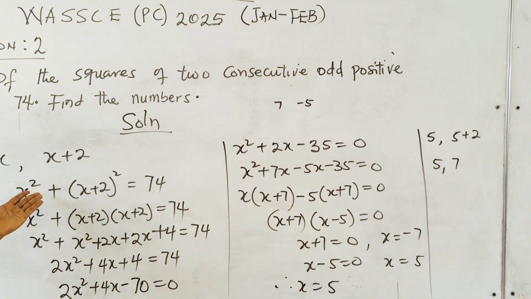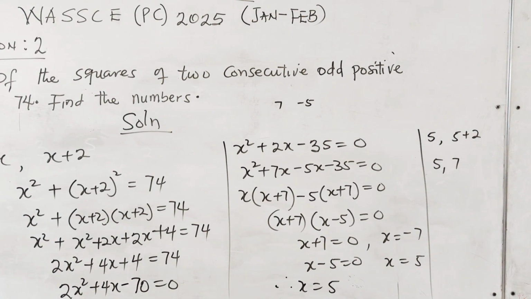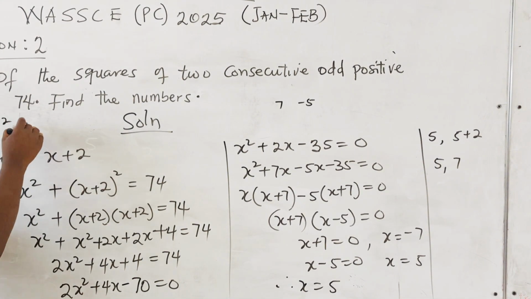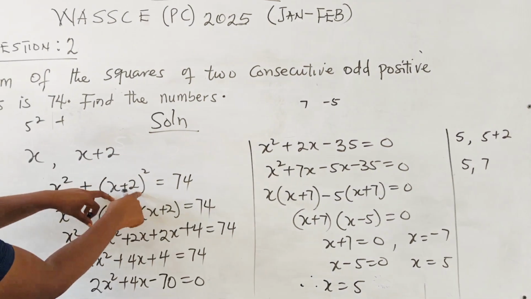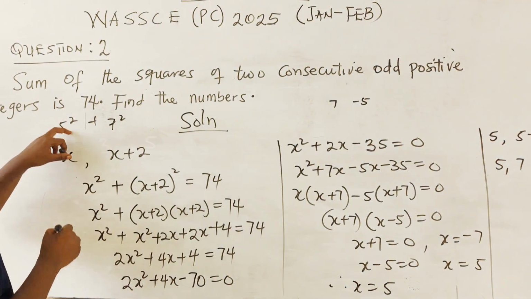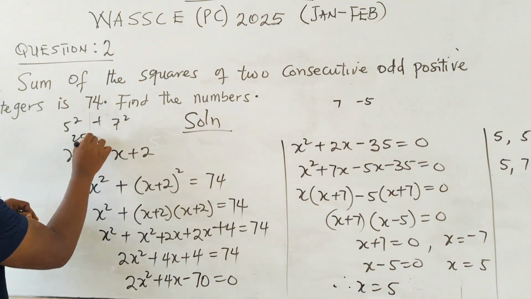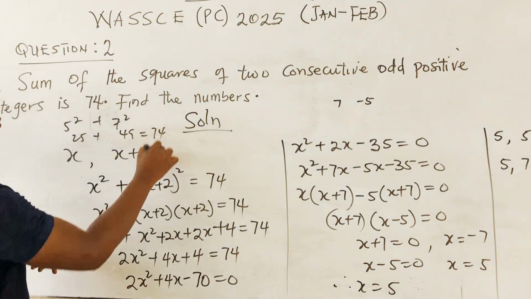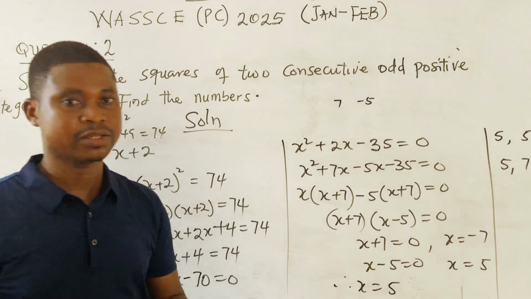When you pick 5, 5 squared plus 7 squared. 5 squared gives us 25, plus 7 squared is 49, and the answer will be 74. So it means our answer is right.